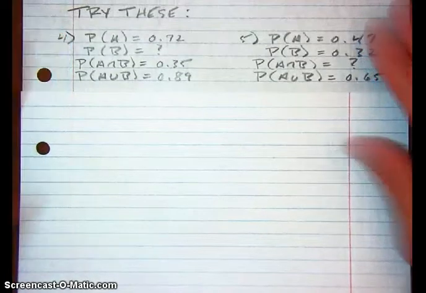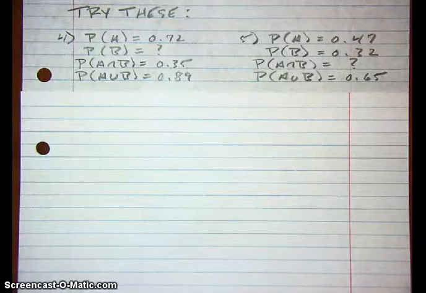Now you can try these two on your own and see how they work. Write the rule, plug in the 3 things that you're given, and then solve for the thing that you're not given. Okay? And you can pause your video now for however long this takes you, and then come back in, and I'll show you the answers in a sec. So pause your video now.